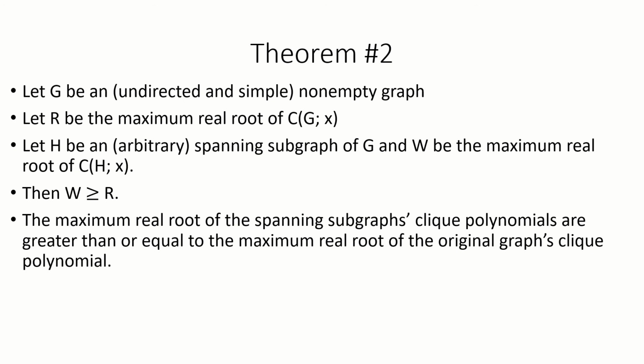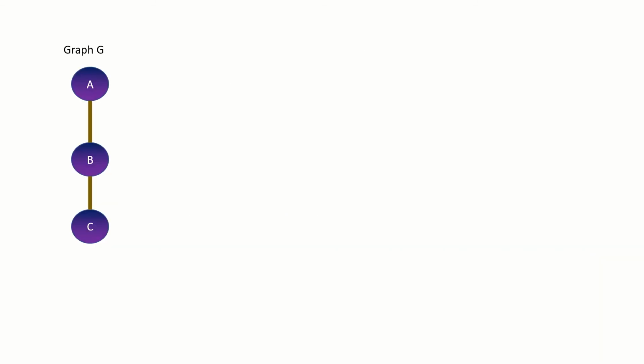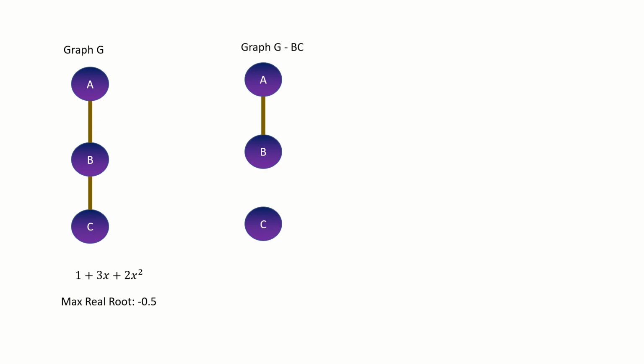Let's see an example. Say we have a graph like this. What is its clique polynomial? This is its clique polynomial. What is the maximum real root of this polynomial? Negative 0.5. Now, let's take a spanning subgraph. What is its clique polynomial? Here it is. And note that the max real root is indeed greater than that of the entire graph's clique polynomial.